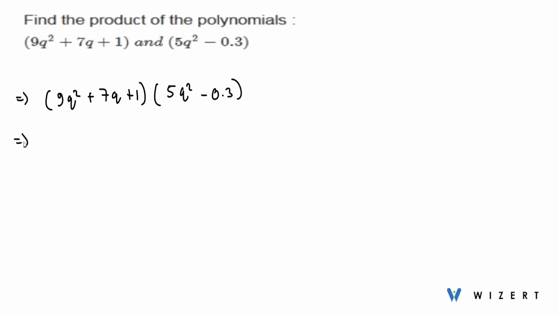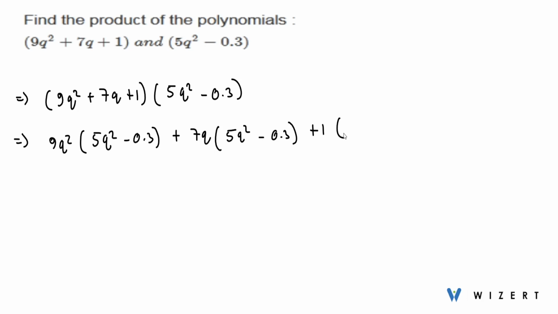So what we have to do is multiply individually each of the terms present within the first pair of brackets with all the terms present within the second pair of brackets. So we will have 9q square multiplied by 5q square minus 0.3, plus 7q multiplied by 5q square minus 0.3, then plus 1 multiplied by 5q square minus 0.3.